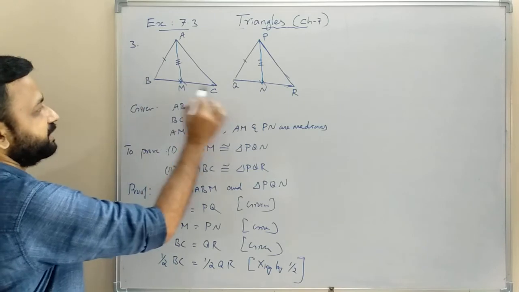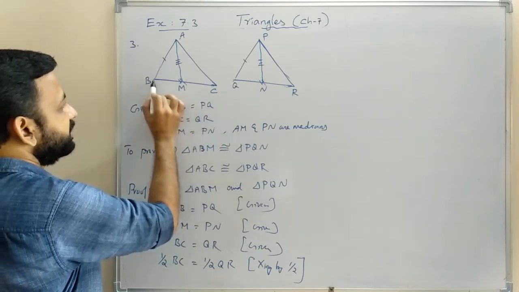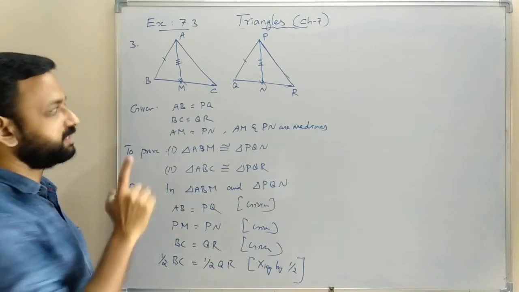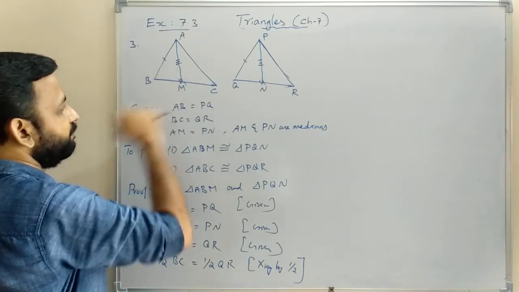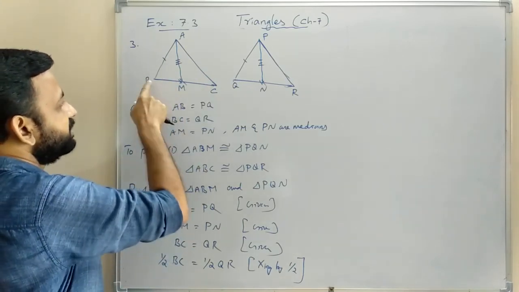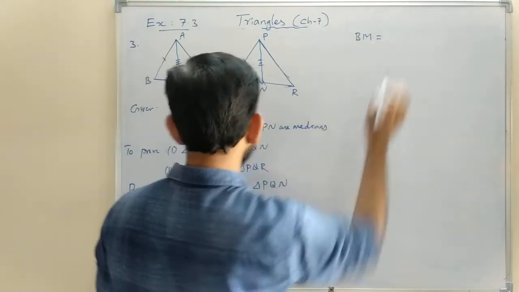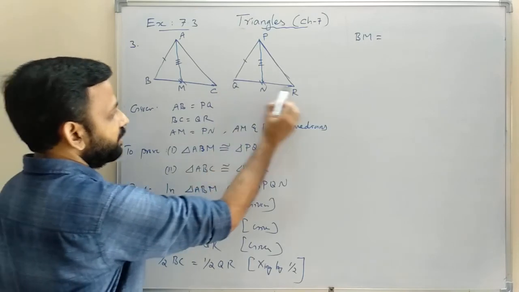So half of BC is BM. Reason: AM is the median, so M is the midpoint of BC. Therefore half of BC is BM. So we will write, therefore BM is equal to, similarly, half of QR.